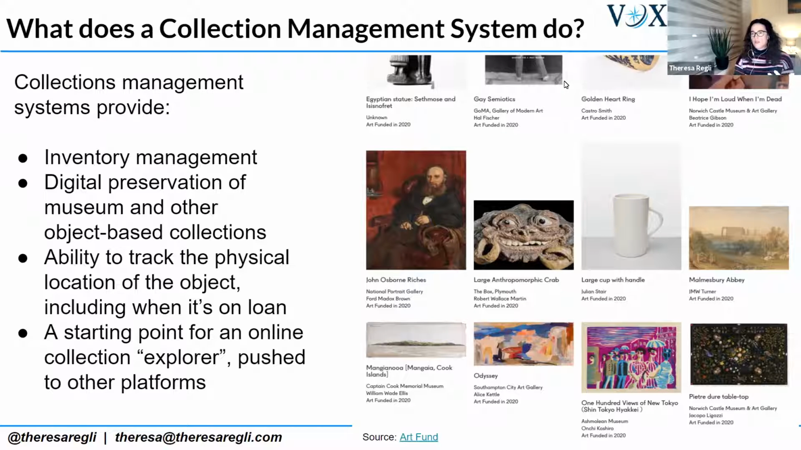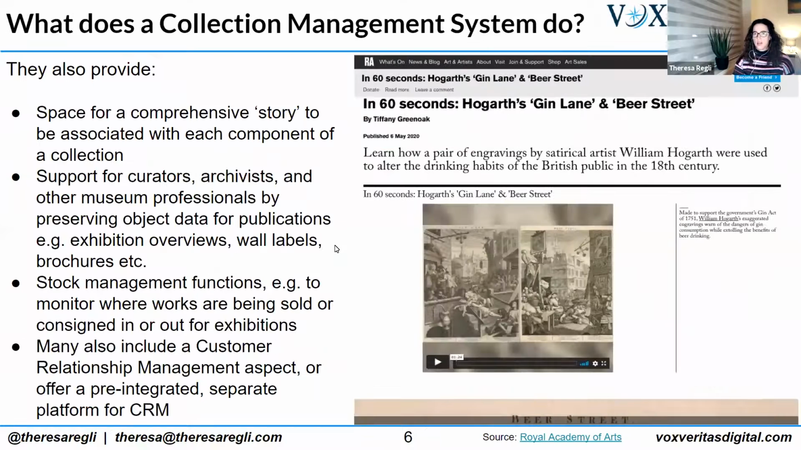So sometimes when I'm contacted by a museum or even an art gallery on a very small scale, they say, well, should I buy a DAM or should I buy a CMS for what I'm doing? And of course, it really should come down to use cases. What is the purpose of what you're trying to accomplish? So to manage physical objects and their location and to digitally preserve those objects, we usually look at a CMS.